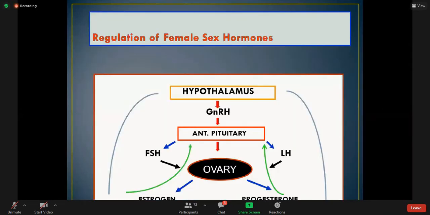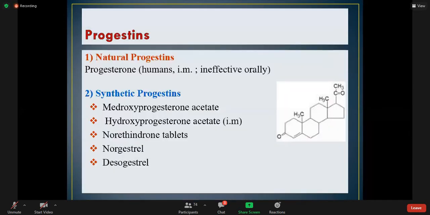Okay, this is the regulation of female sex hormones. The hypothalamus releases gonadotropin releasing hormone, and it acts on the anterior pituitary, and from the anterior pituitary gland, FSH, follicle stimulating hormone, and luteinizing hormone act on the ovary, and then estrogen and progesterone are released. So estrogen is released under the influence of FSH, and progesterone is released under the influence of luteinizing hormone.